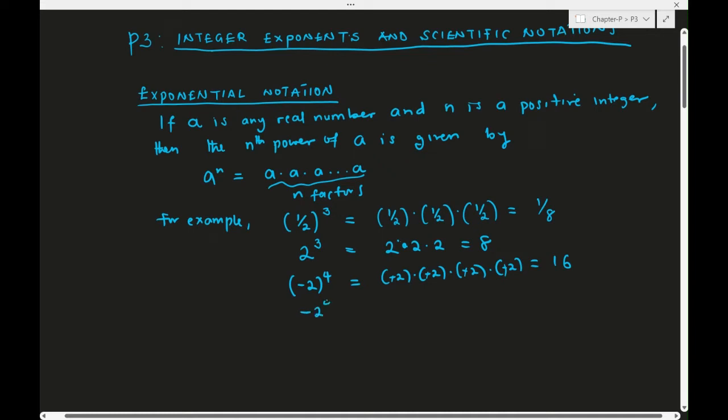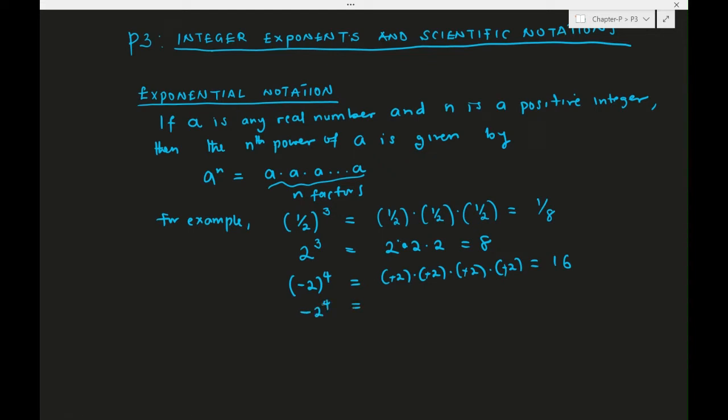But if you have something like minus 2 to power 4 without the bracket, you can see here the exponent, which is 4, is just the exponent of 2, not minus 2. So in this case, we have a minus outside, then you have 2 to power 4. The minus will still remain outside. So you have 2 multiplied by 2 multiplied by 2 in 4 places, and this should give us minus 16. Is that okay?